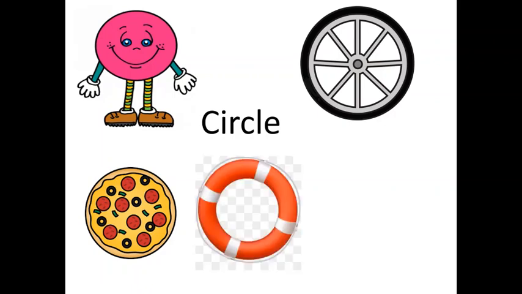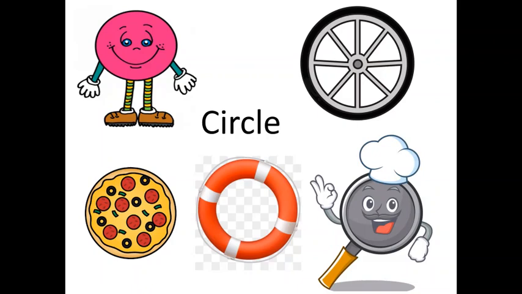Our next one is a floating tube. You use it when you go for swimming. So a floating tube is also circle in shape. And next one is our pan. Your mama makes dosa in it. So the pan is also in circle shape. So these were a few examples of circle.